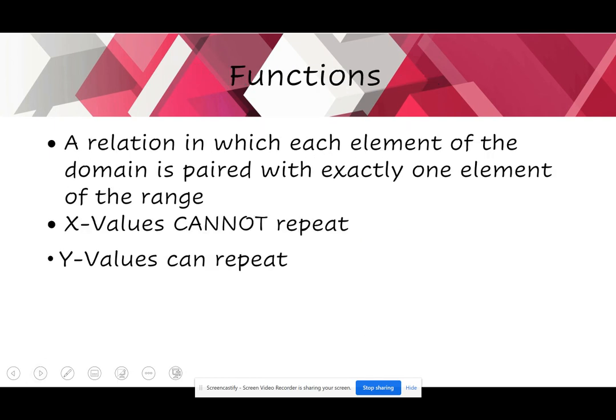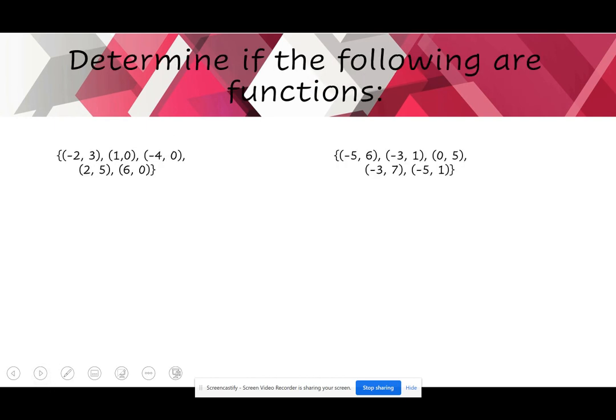A function is a relation in which each element of the domain is paired with exactly one element of the range. This pretty much just means your x values cannot repeat. If you have two x values that have different y values, then it's not a function, but your y values can repeat. So if we're looking at these examples, these ordered pairs, and we have to determine if they're functions, just look at all of your x values and see if any of them repeat.